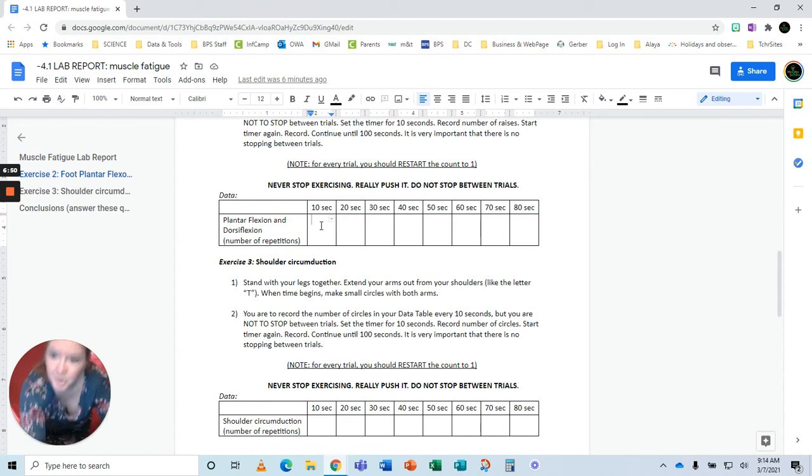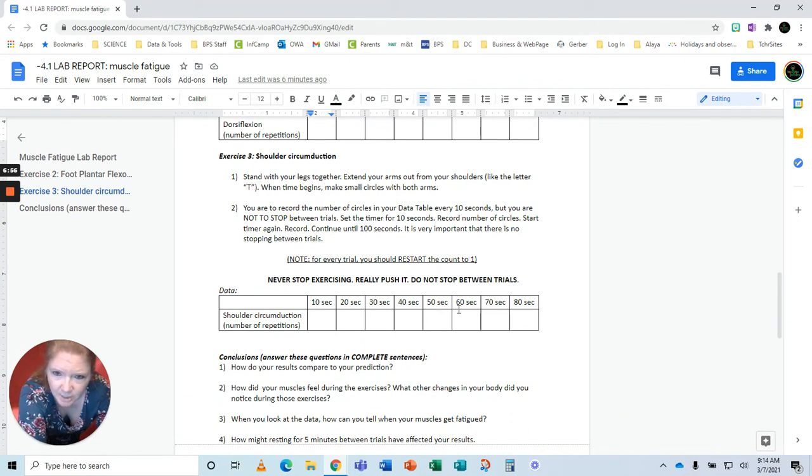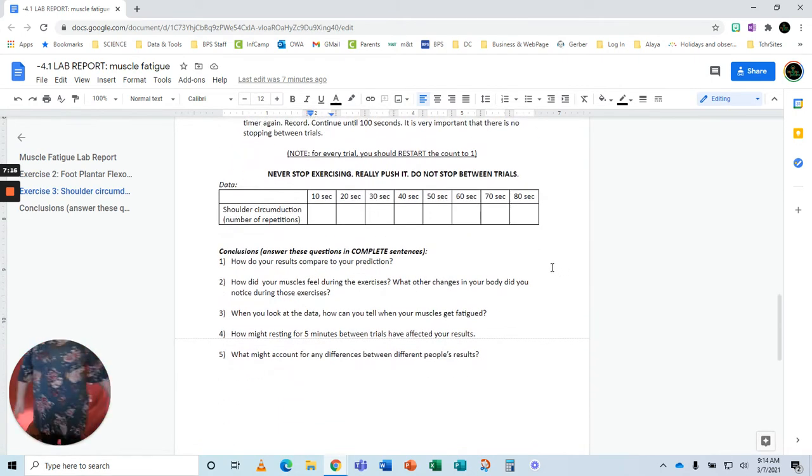All right, now let's go through the last exercise, which is shoulder circumduction. You're going to start with your legs together. Extend your arms out from your shoulders like the letter T. When time begins, make small circles with both arms. Record the number of circles in your data table every 10 seconds again, but you're not to stop. So similar pattern. So ready?